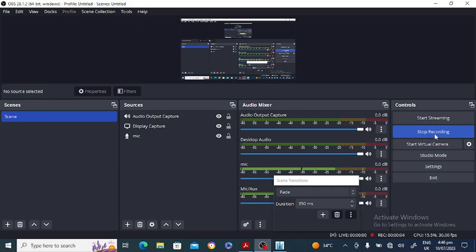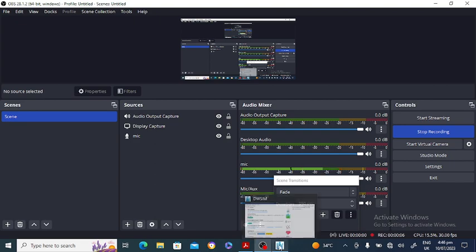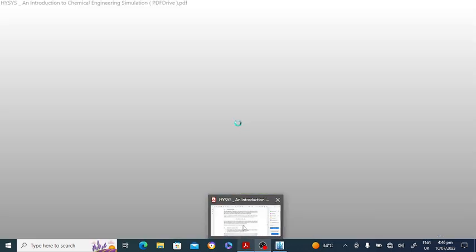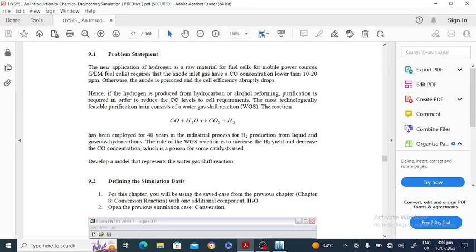In this lecture we will discuss the water gas shift reaction in the DWSIM software. So this is the problem statement. This is about the water gas shift reaction. The new application of hydrogen as a raw material for automobile power sources requires the anode gas to have less than 20 ppm carbon monoxide. Otherwise the anode is poisoned and the cell efficiency abruptly drops.